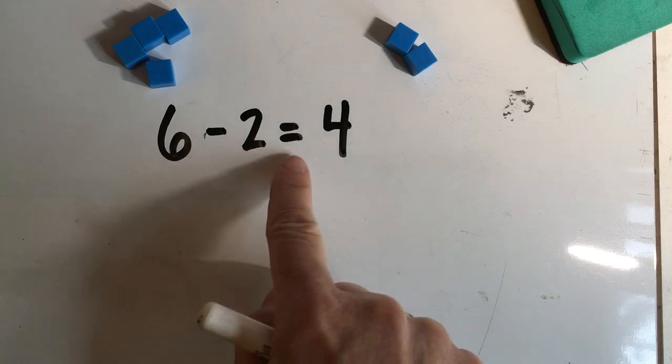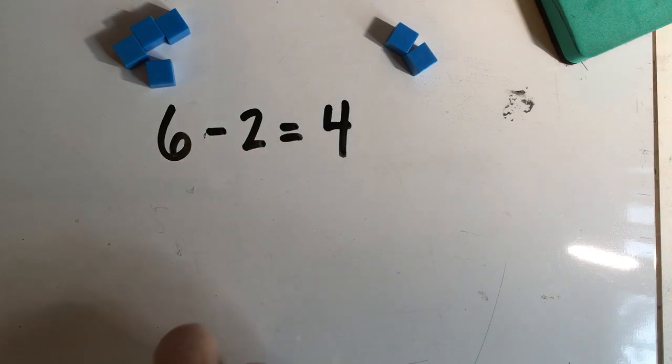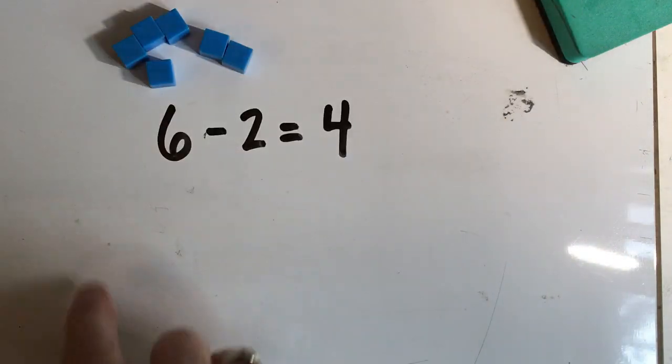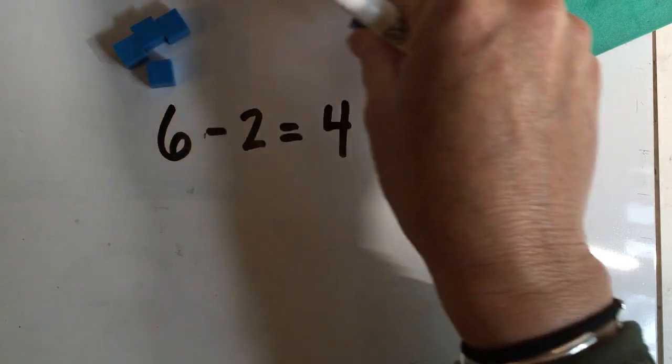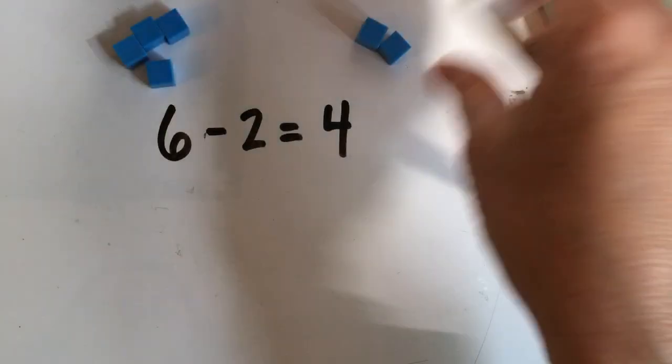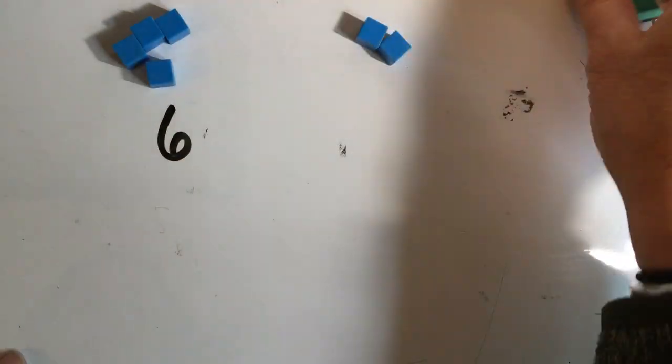6 minus 2 equals 4. So we know that with the whole thing of 6, one part is 2 and the other part is 4. Beautiful. Okay, let's do another one.